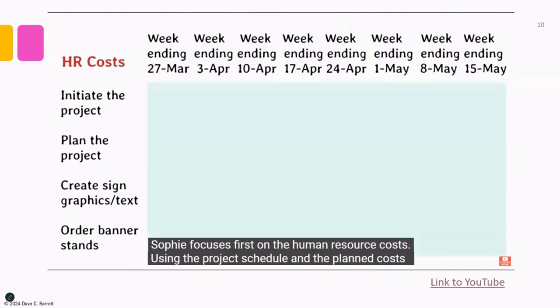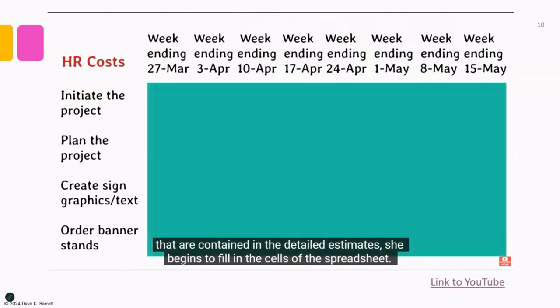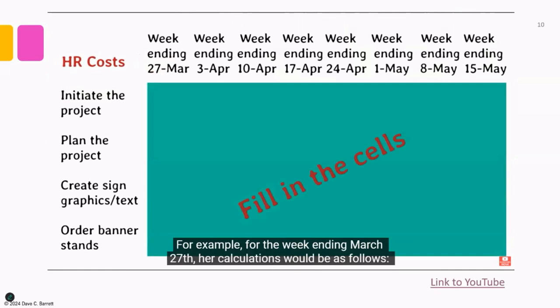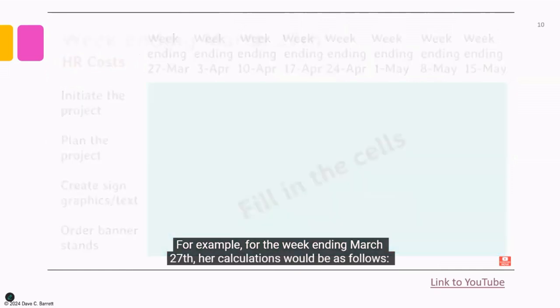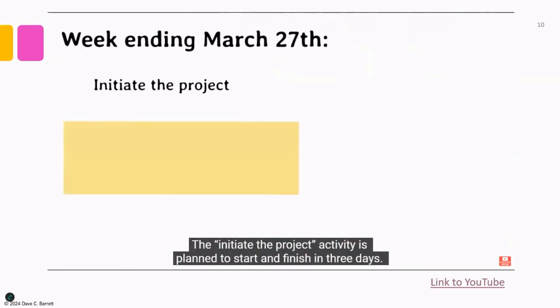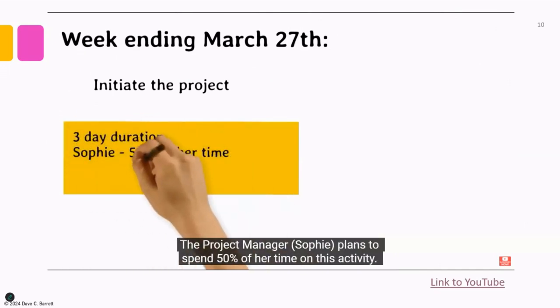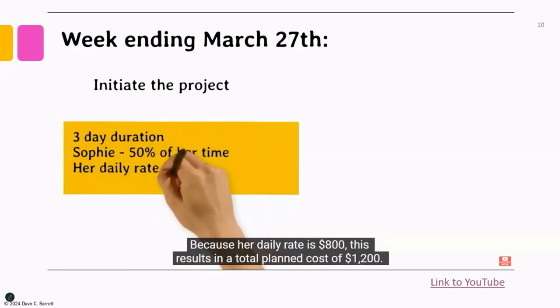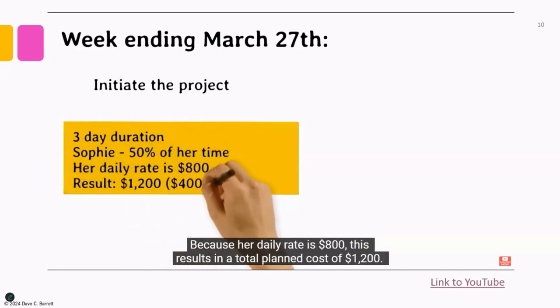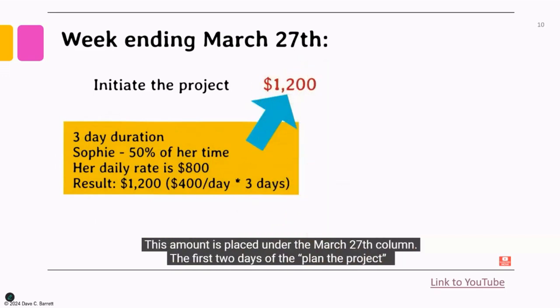Sophie focuses first on the human resource costs. Using the project schedule and the planned costs that are contained in the detailed estimates, she begins to fill in the cells of the spreadsheet. For example, for the week ending March 27th, her calculations would be as follows. The initiate the project activity is planned to start and finish in 3 days. The project manager, Sophie, plans to spend 50% of her time on this activity. Because her daily rate is $800, this results in a total planned cost of $1,200. This amount is placed under the March 27th column.